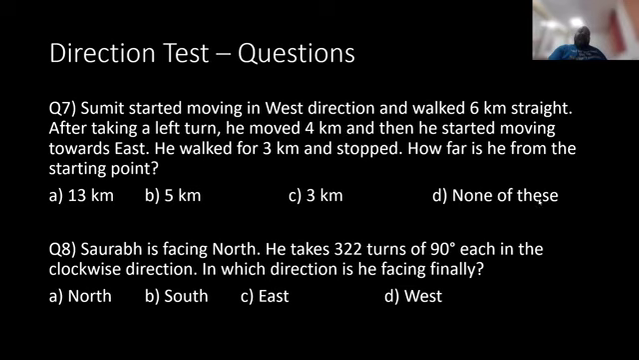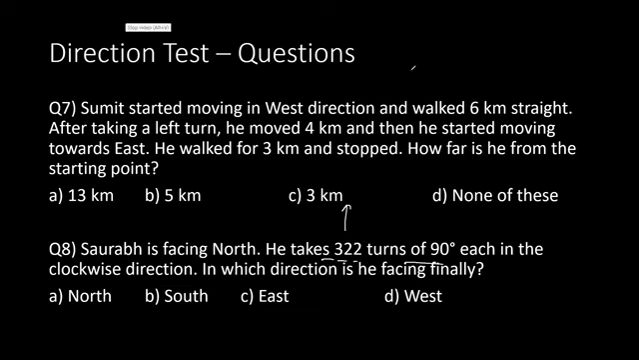Look at this question then. Saurabh is facing north. He takes 322 turns of 90 degrees each in the clockwise direction. In which direction is he facing finally? So it's south.